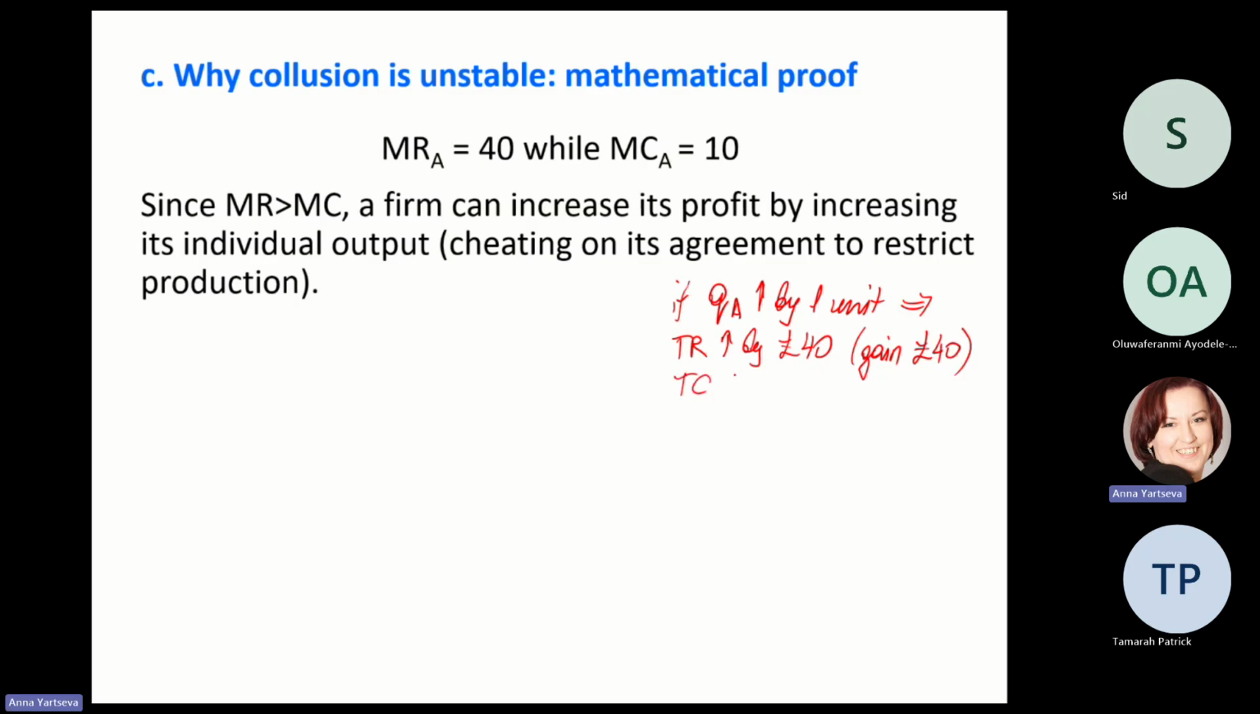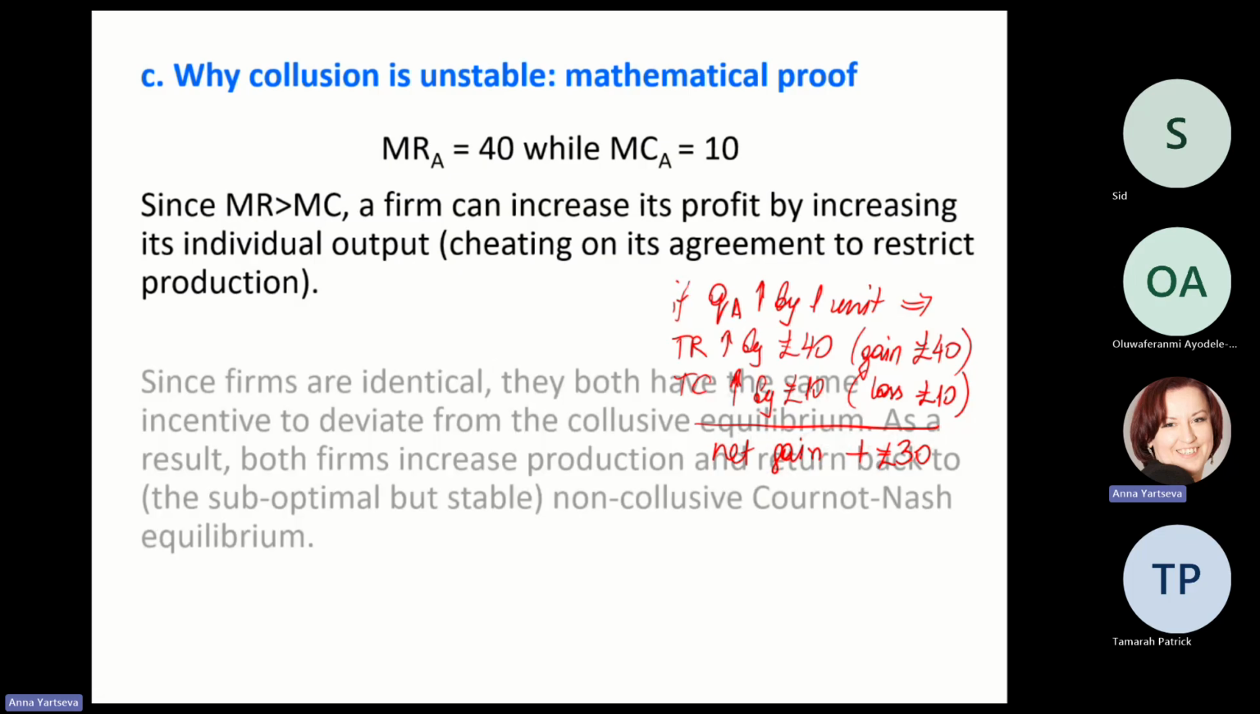But at the same time, total cost will go up as well. It costs us some money to make this item, but it will go up by 10 pounds only. So we have a gain of 40 pounds and a loss of 10 pounds. What is the net gain? 30 pounds. Net gain plus 30 pounds. We will be better off by 30 pounds if we produce one extra unit. So this situation, when marginal revenue exceeds marginal cost, implies that we are better off by increasing our production. It will allow us to earn even higher profit. That's why we have an incentive to produce more output.